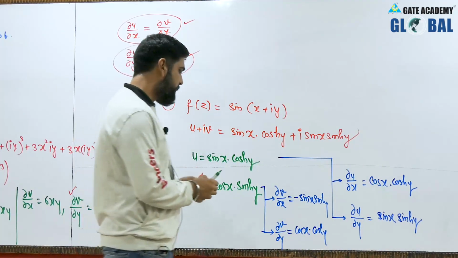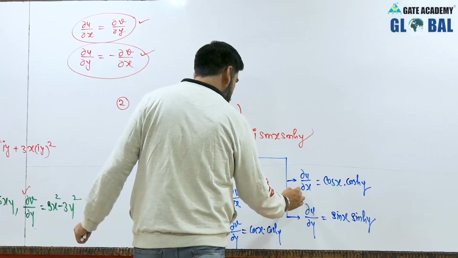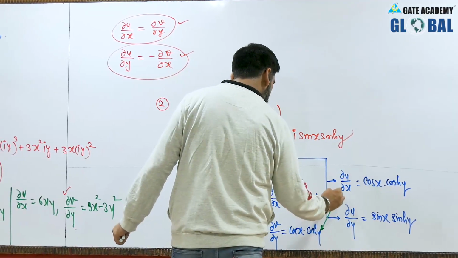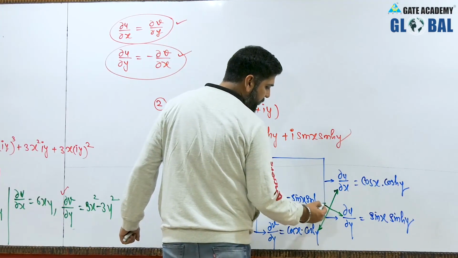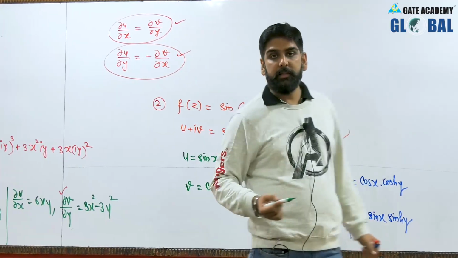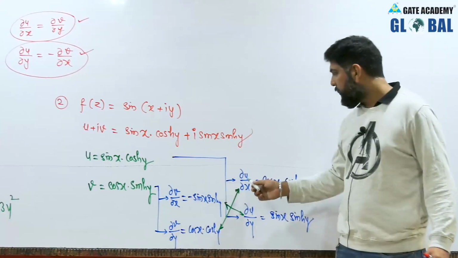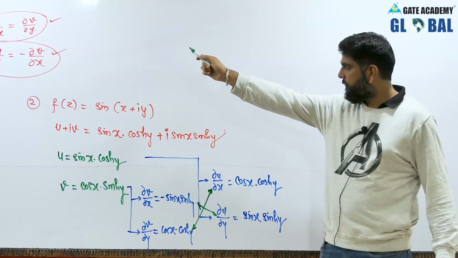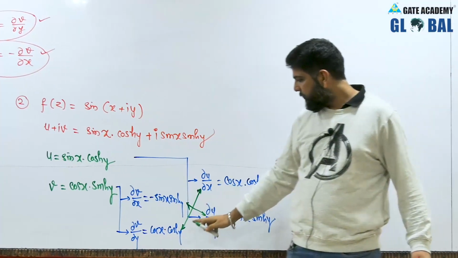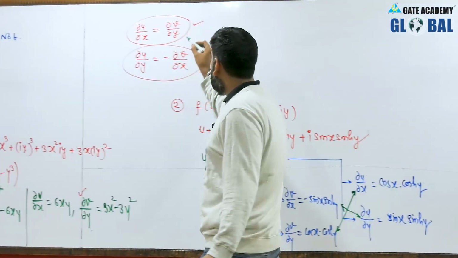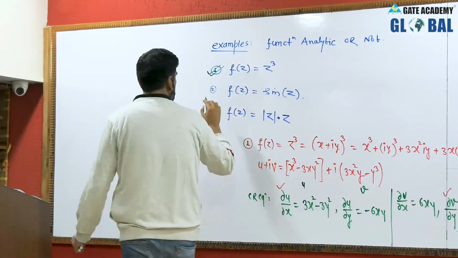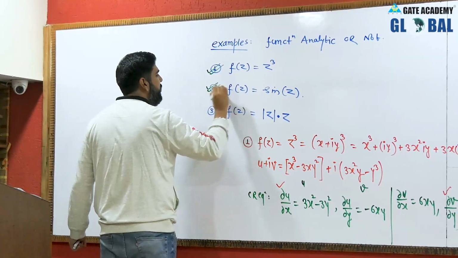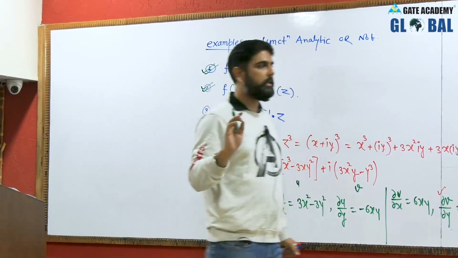So here you can see del u by del x is equal to del v by del y, and also del v by del x is minus del u by del y. So yes, we can see that del u by del x is equal to del v by del y, correct. And again del u by del y is minus del v by del x. So here in number 2 I am again giving you the green signal that it is an analytic function.